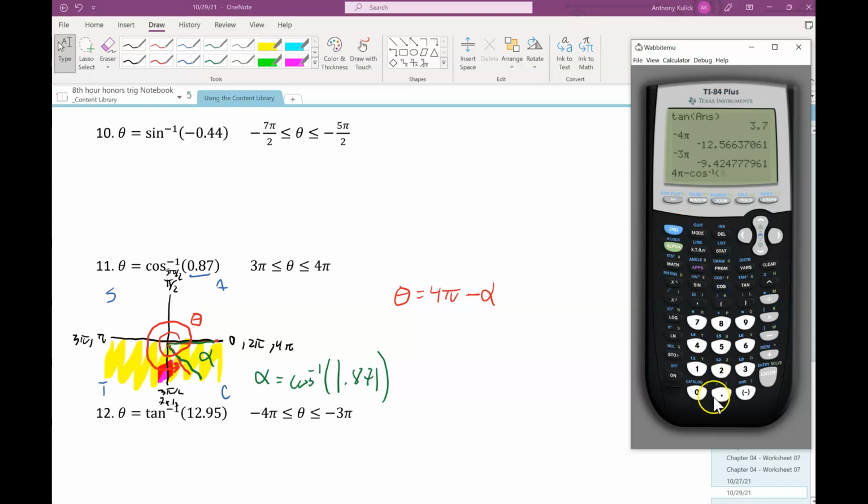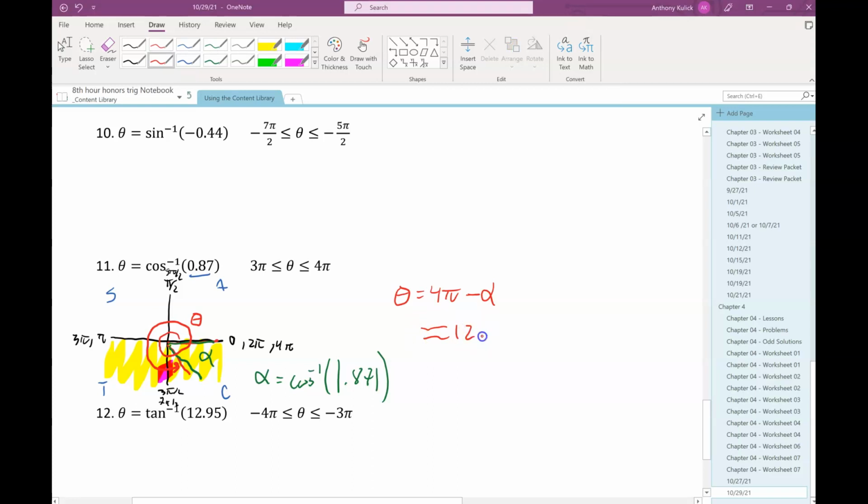Is this okay so far, Amanda? Okay. So that's 12.05. And just to check things, cosine of 12.05 should be 0.87, which it is. And 12.05 should be bigger than 3 pi, which it is, and still less than 4 pi, which it also is. So that looks like my answer.